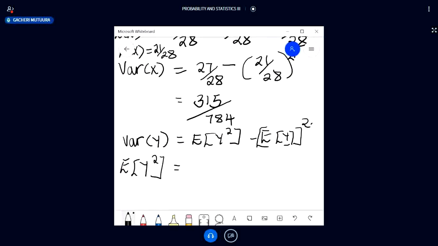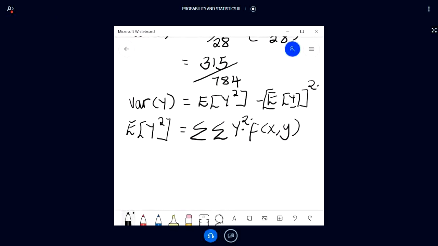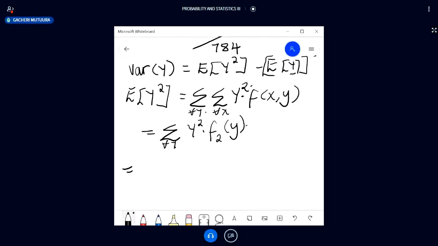This should be the sum of all y squared times f of y. Again, y was from 0 to 2, so we have 0 squared times the marginal distribution for y at 0, which is 15 over 28.